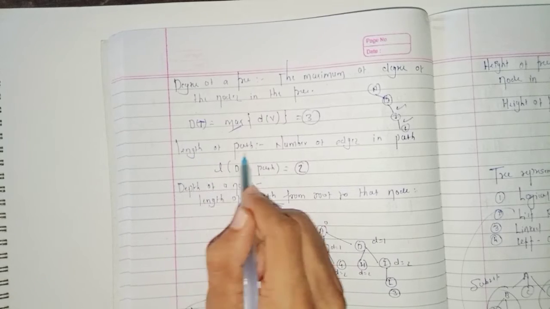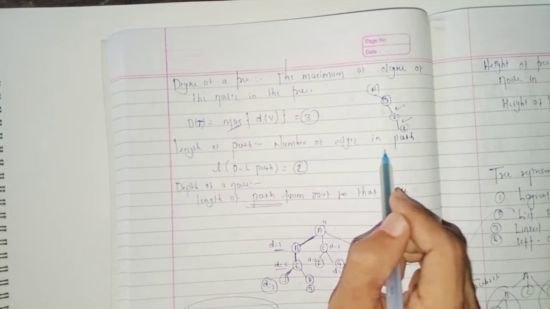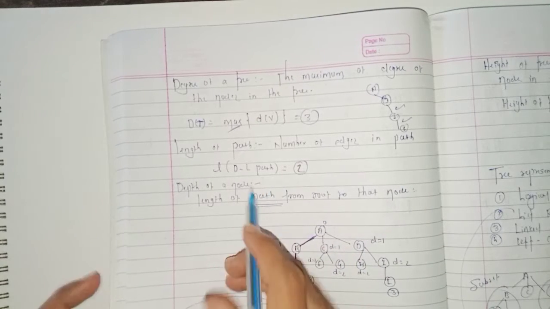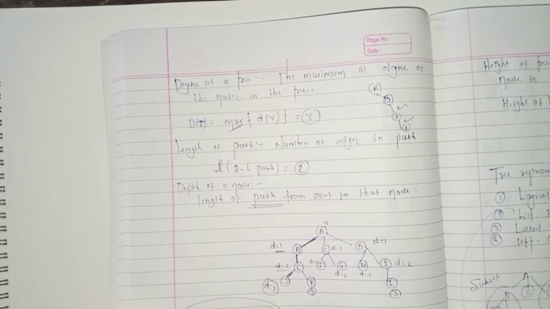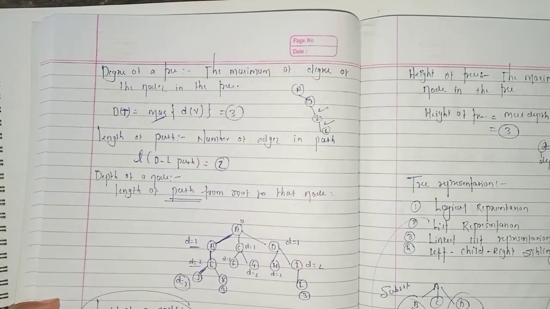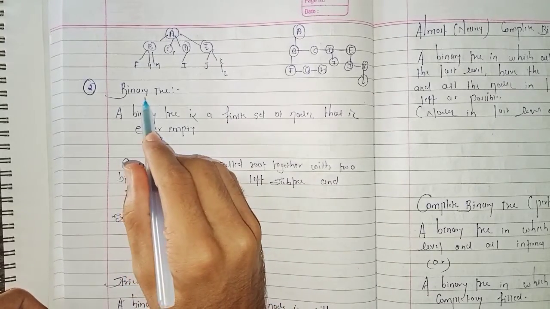Next concept is the length of a path. Length of a path means the number of edges in a path. So how can you find it? Length will be nothing but from D to L. Now let us take some more types of trees.